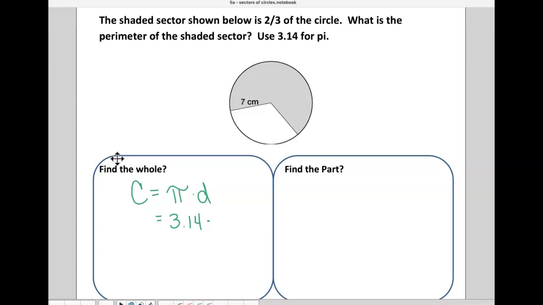What is the diameter of that circle? Braden? 14. So we're doing 3.14 times 14. And I get 43.96. I'm just going to leave it like that for now. Okay. Do I want to go all the way around the circle? Not really, right? I don't want to go the whole way around the circle.